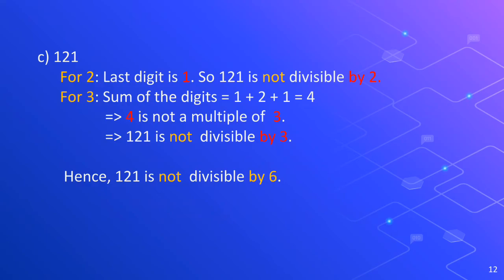So, you could understand that when a number is divisible by both 2 and 3 only, you can say that the number is divisible by 6. If any one of the cases is not satisfied, we cannot say that number will be divisible by 6.